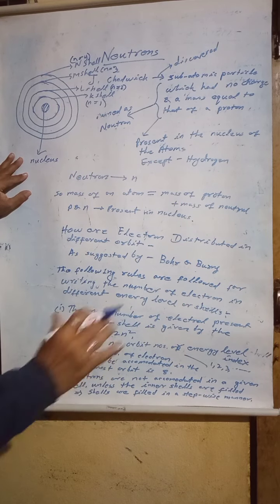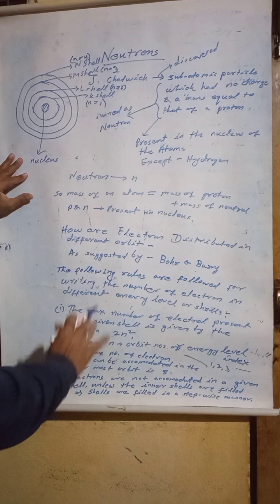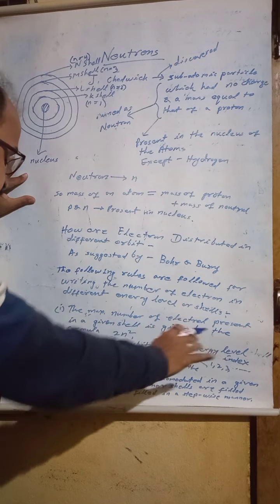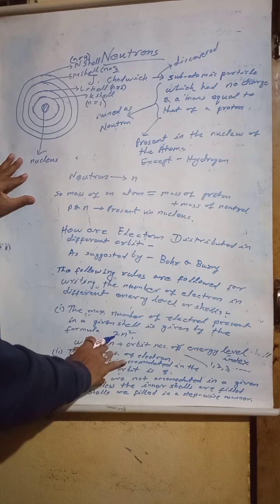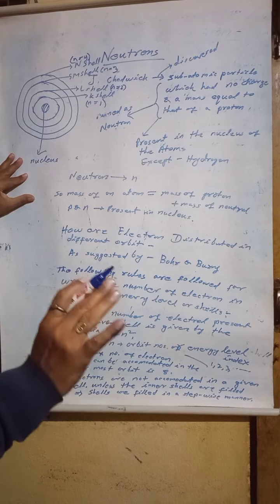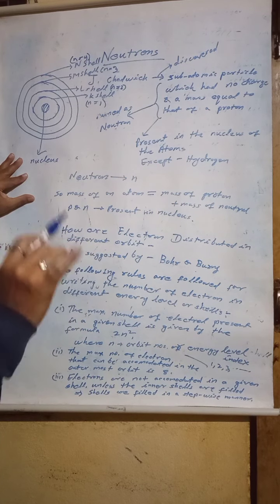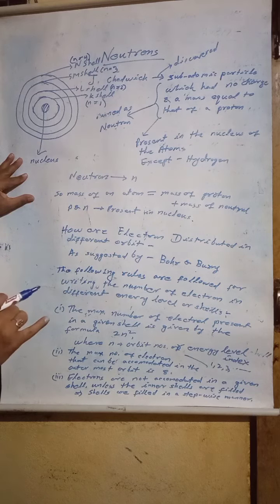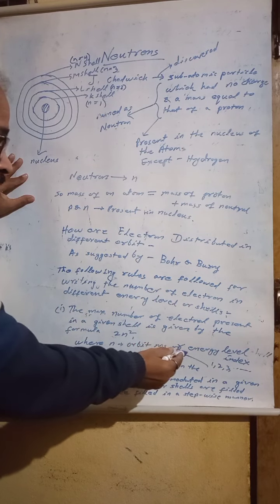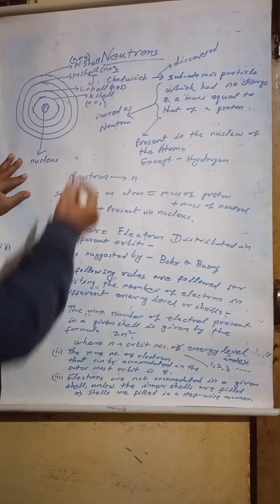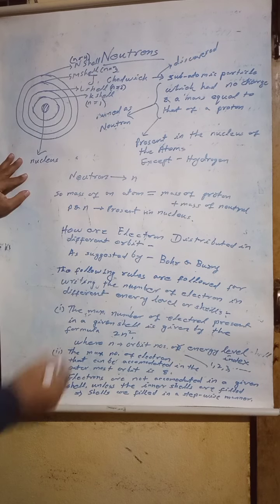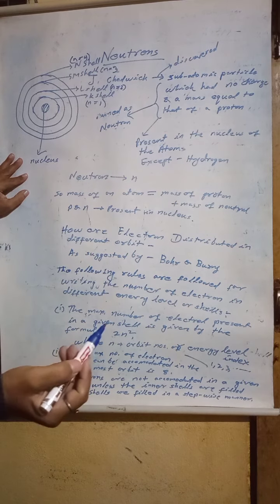So, what are the rules? The maximum number of electrons present in a given cell is given by the formula 2n square, where n equals the orbit number or energy level index, that is n equal to 1, n equal to 2, n equal to 3, n equal to 4. It is the orbit number or cell number, you can say.